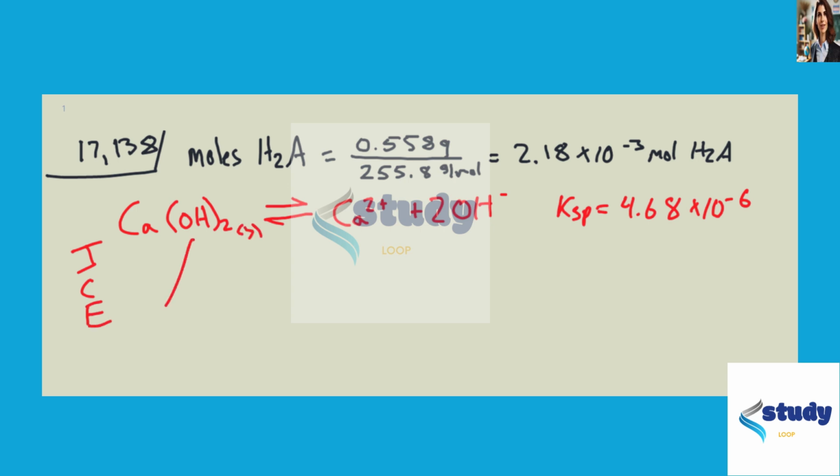This is a solid, so it doesn't take it into account. No initial concentration of these. We have plus S and plus 2S, and S and 2S. So when we set Ksp equal to our equilibrium term, which is 4S cubed, and solve for S, we get S is equal to 1.05 times 10 to the minus 2.